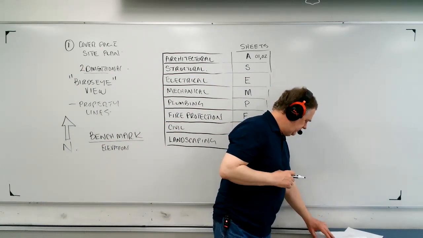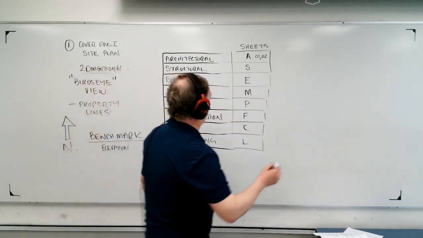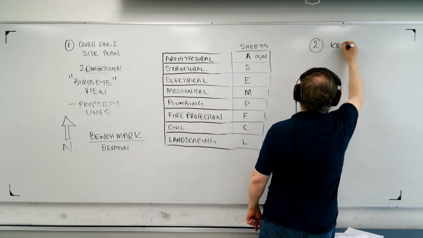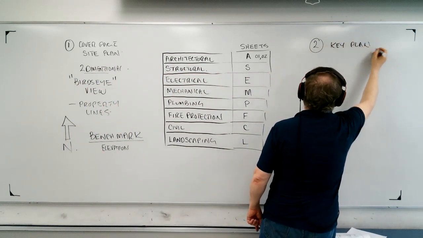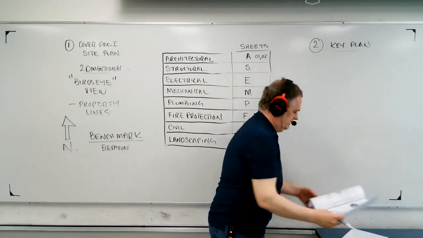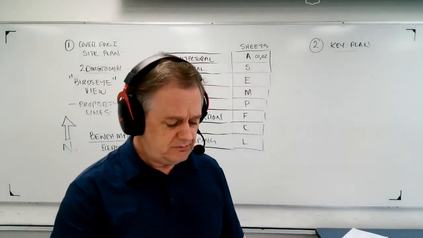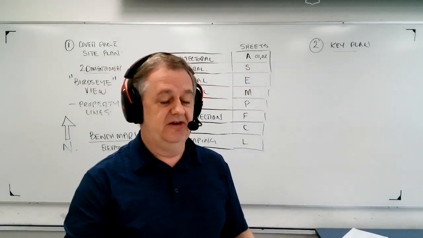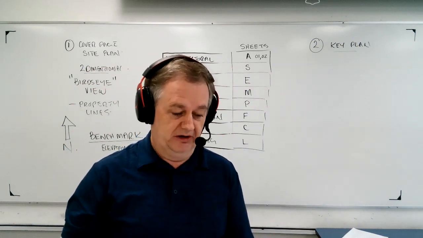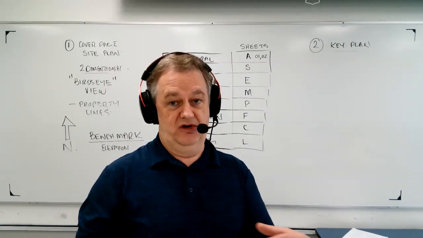Over on page 6 is the second type of plan. The first one was the site plan. This is number 2, called a key plan. You'll find this quite interesting when you look at it in your diagrams. The key plan shows essentially the site plan, but much smaller, in the context of the neighborhood or the area.